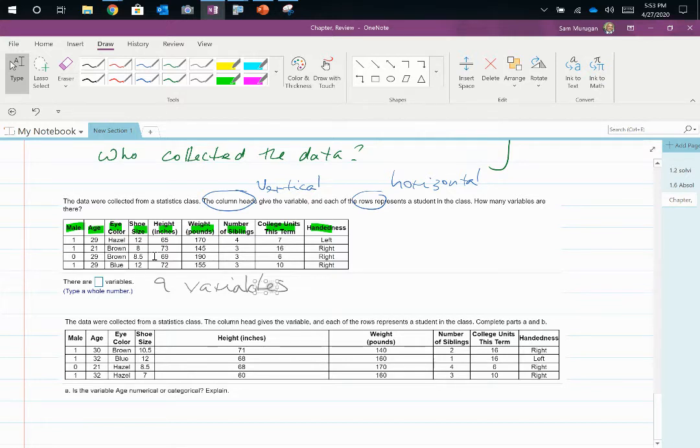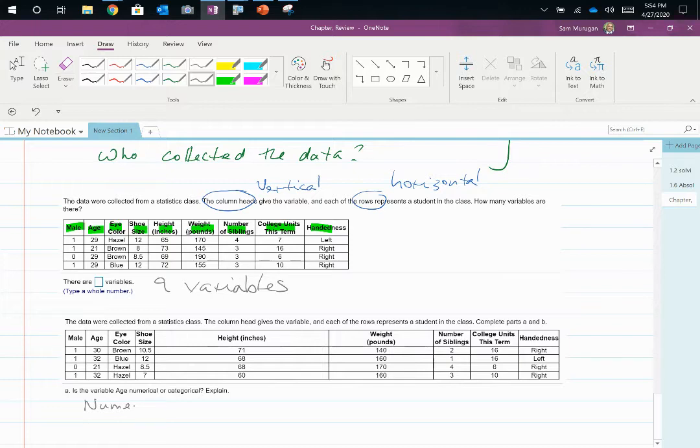The next question is asking, the data were collected from a statistics class. And it wants to know, is the variable of the age numerical or categorical? So you want to think about age. Age is a number, it's numerical, so obviously it's numerical.